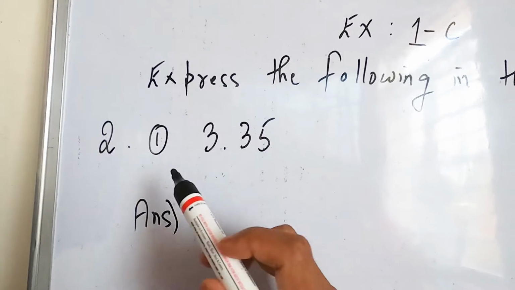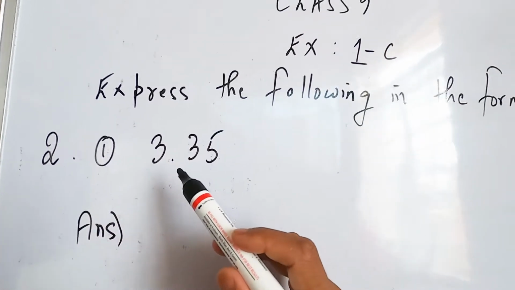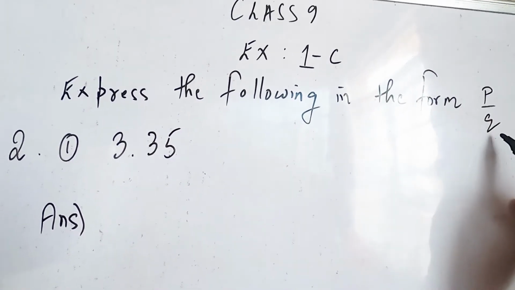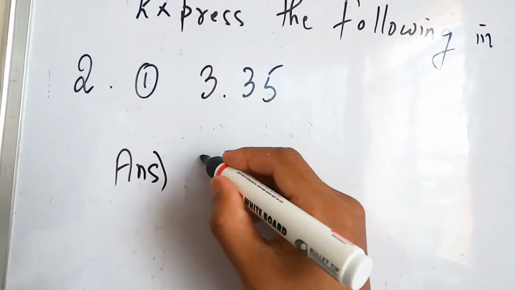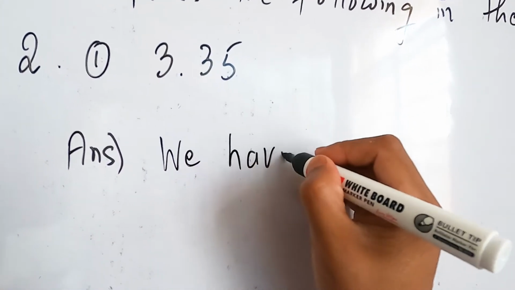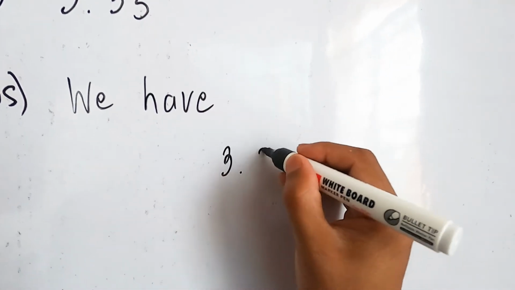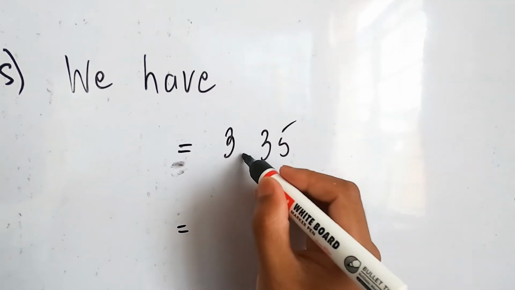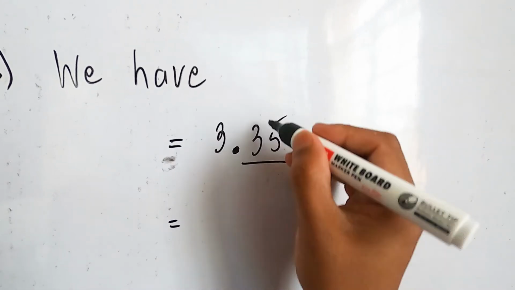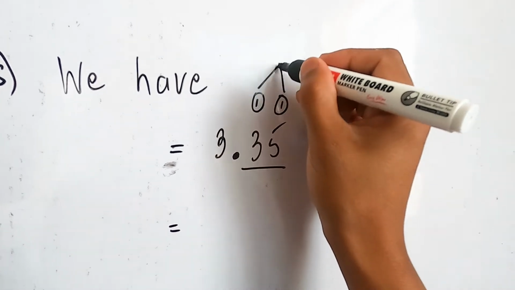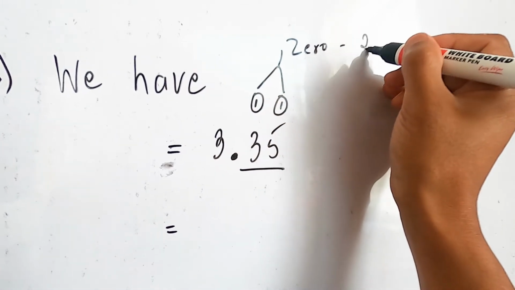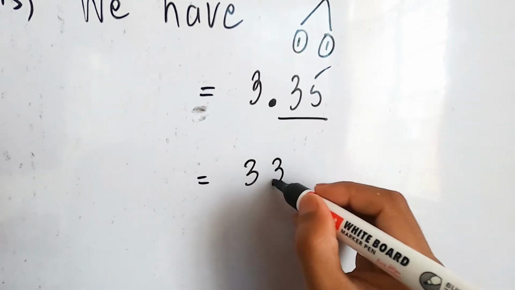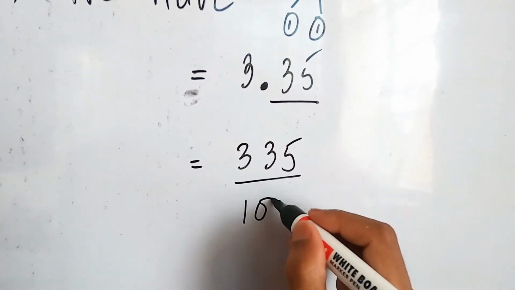Alright, next we will be starting with question number 2. 3.35 is a decimal number. We have to express it in the form P by Q. It's exactly the same as question number 1. You write, we have 3.35. Behind the decimal point how many numbers are there? 1, 2. So the number of zeros will be 2. When we remove the decimal point it will be 335 divided by 100.